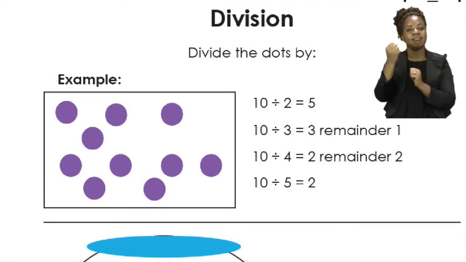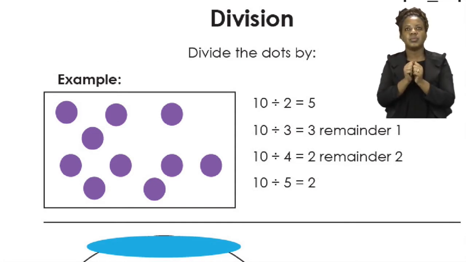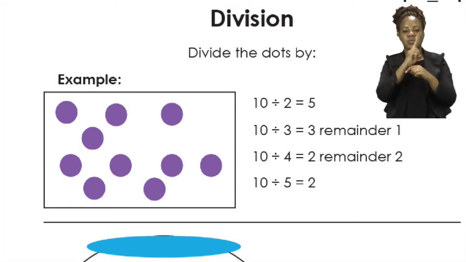And then we put our division sign. And as you can see, our division sign is 2 dots with a line in the middle or in between. Now they are asking us to divide by 2 and then to divide by 3, then to divide by 4, and then we divide by 5. So our sum, when we read it, the first one would say 10 divided by 2 equals.